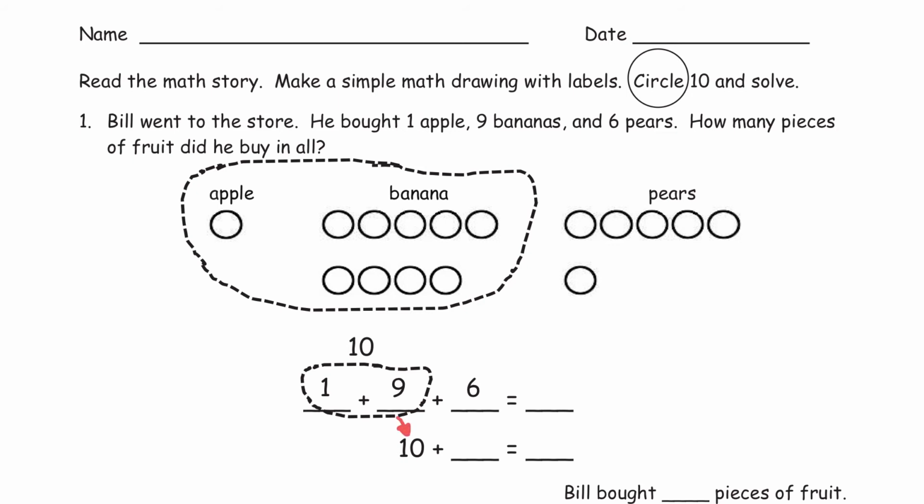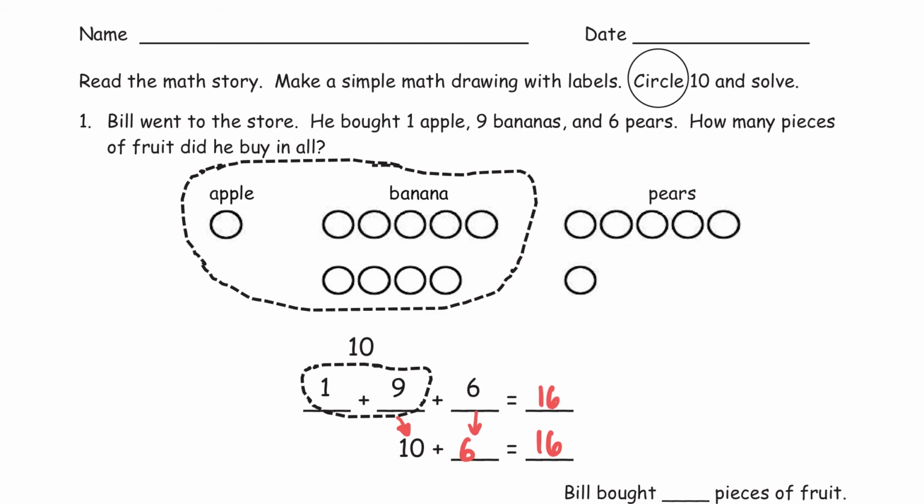1 plus 9 is 10. And then we have 6 pears left. And that's what's going to drop down right here. Our 6 drops down, and we can do 10 plus 6, can't we? And if we can't, let's just add it up. We know we have 10 right here. 10, 11, 12, 13, 14, 15, 16. So 10 plus 6 is 16. And we can also then go back and go, oh, okay, so 1 plus 9 plus 6, well, it's the same thing. It's 16.